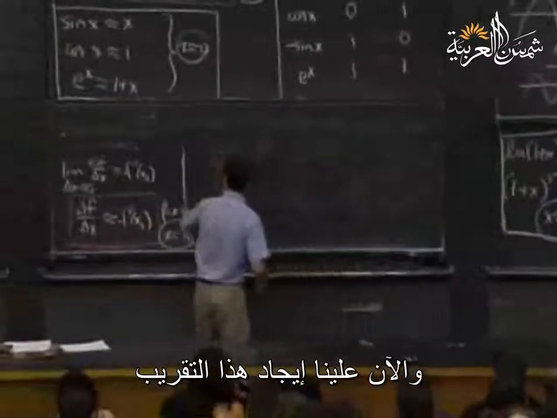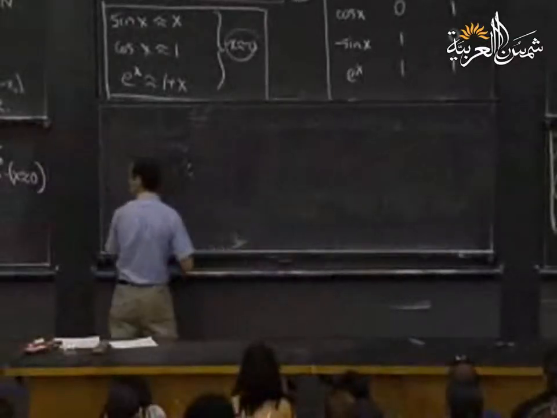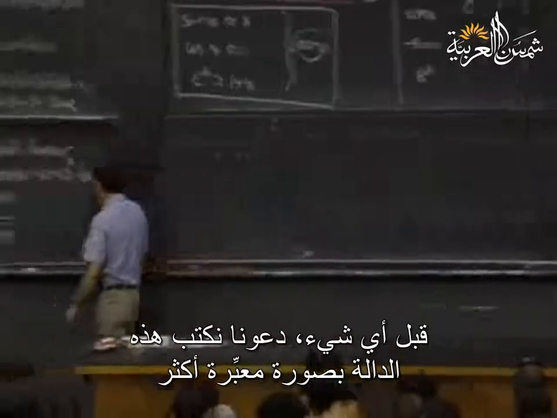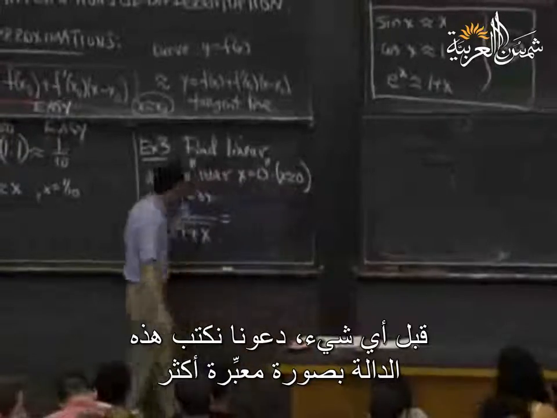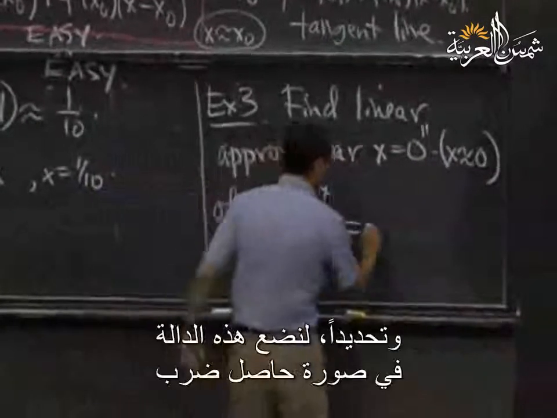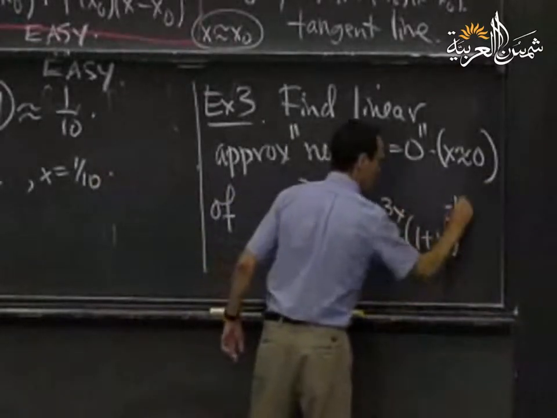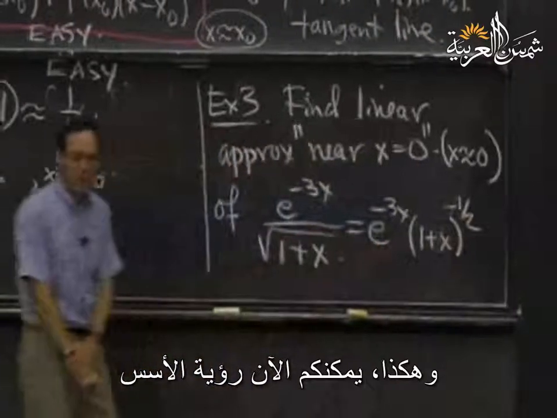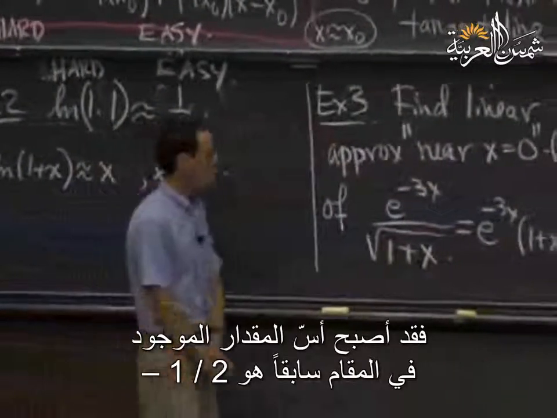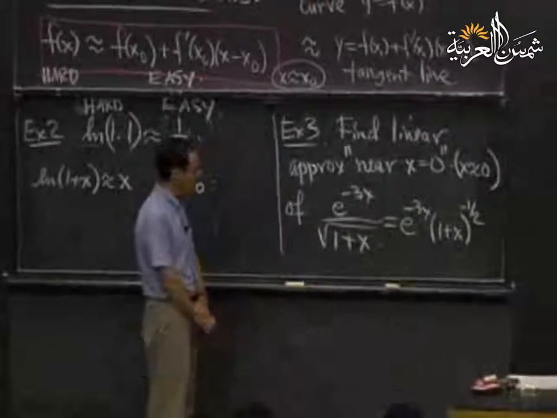And we're going to carry out this approximation. So first of all, I'm going to write this so that it's slightly more suggestive. Namely, I'm going to write it as a product. And there you can now see the exponent. In this case, r equals minus a half that we're going to use.